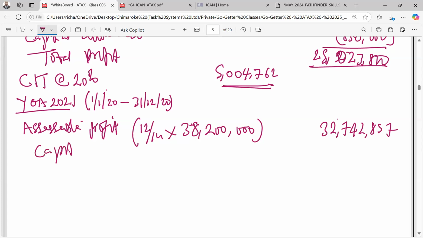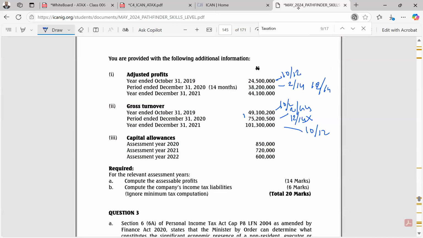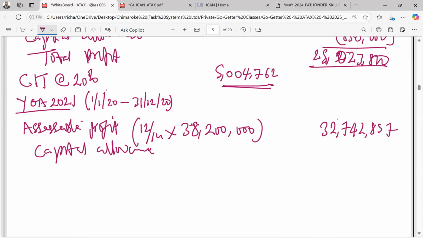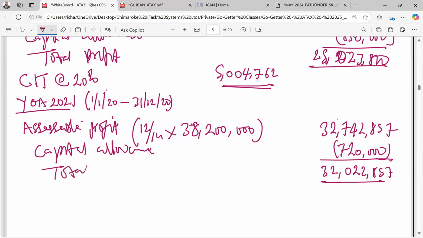Then we have the capital allowance. How much is the capital allowance? 720. So 32,742,857 minus 720,000, and that would be 32,022,857. That's the total profit.